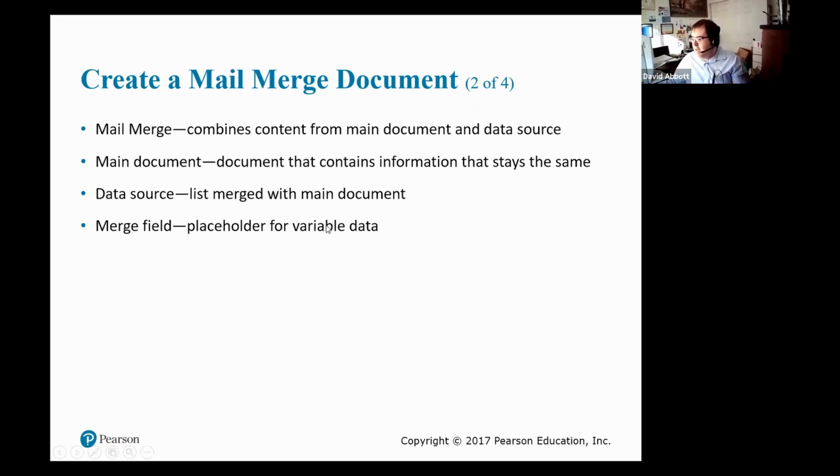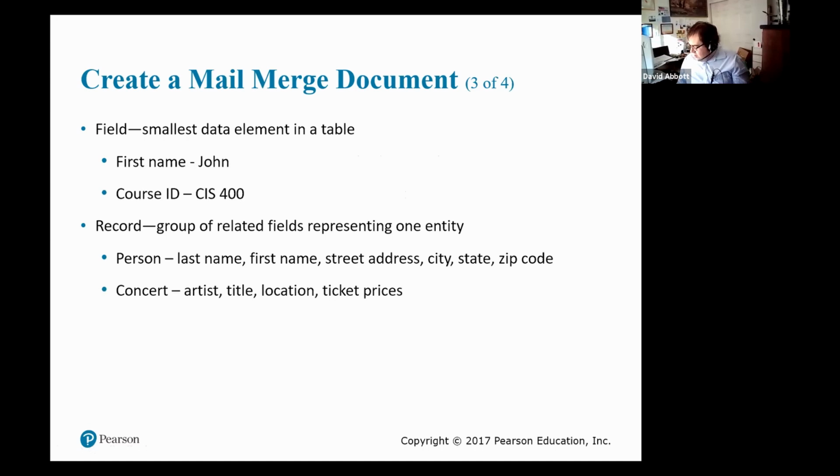Again, it could be a name, an address, a telephone number, pretty much anything. To create a mail merge, the field is the smallest data element in the table. An example of a field might be a first name, or the course title. So AOM 30 is a course ID. And then a record is the group of related fields that reflect one entity. So for example, a person: your first name, your last name, your address, zip code, phone number, all of that information is a record.